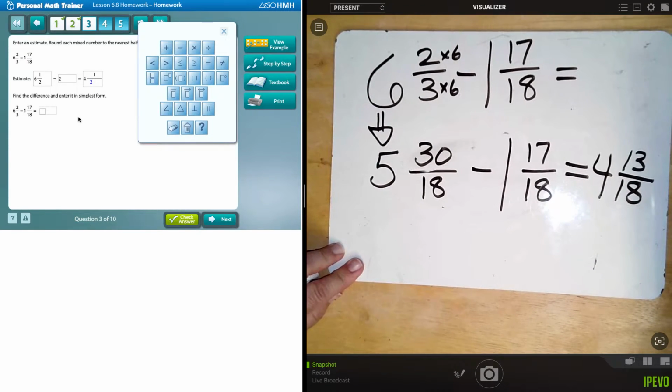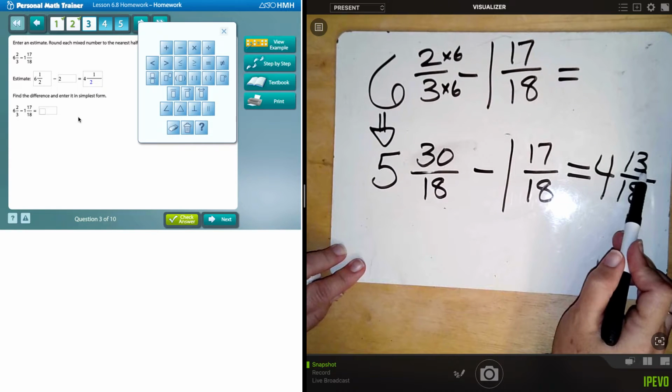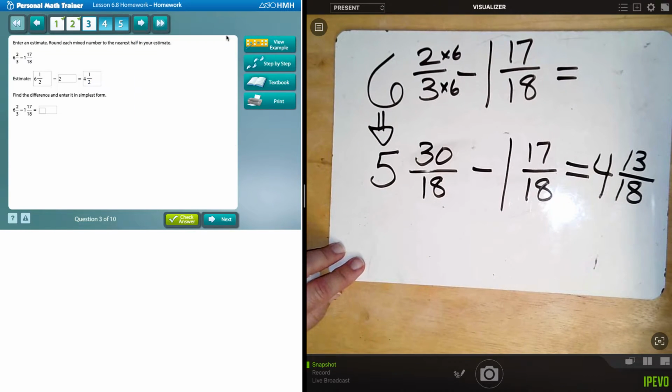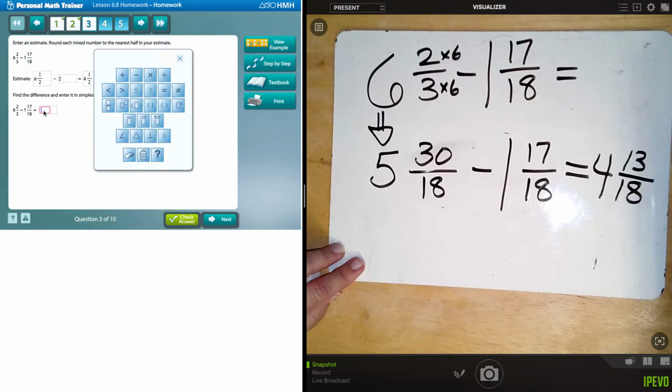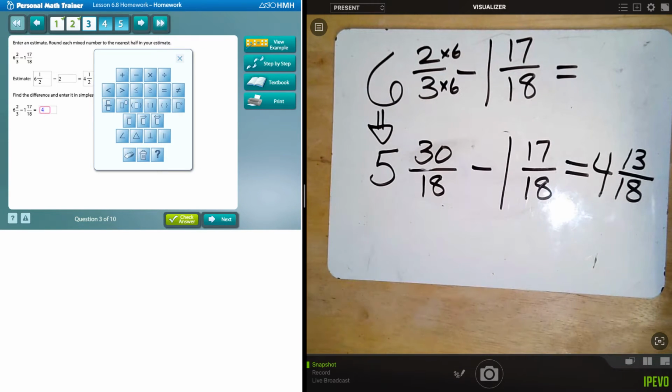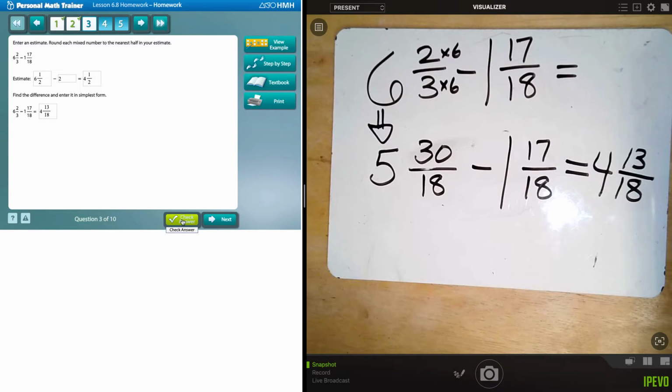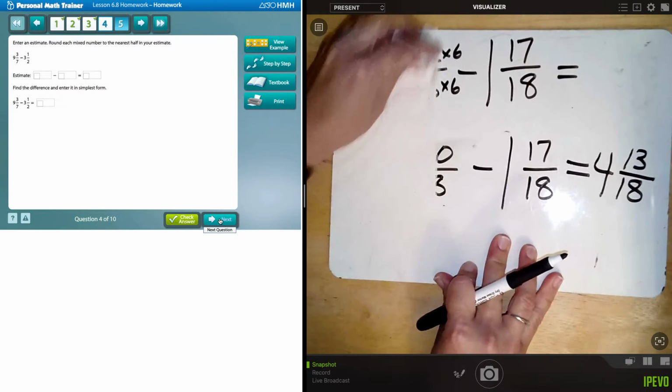And I cannot, this is a prime number, 13. I can't do anything with it, right? I can't break it in half. It's not an even number. So I think my answer is 4 and 13/18. Let's see if the Think Central gods agree. I never quite know for sure. All right.